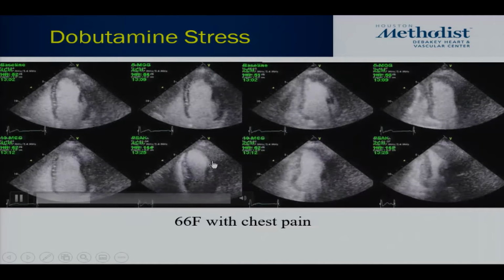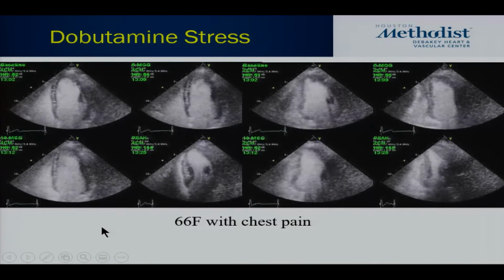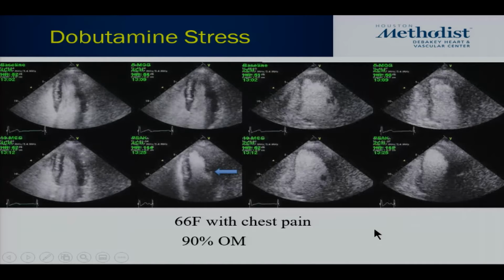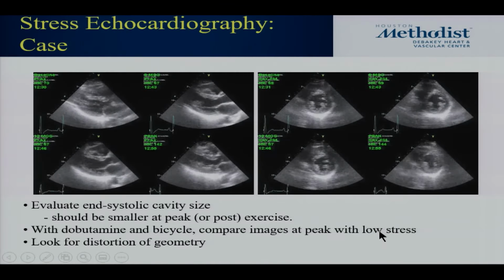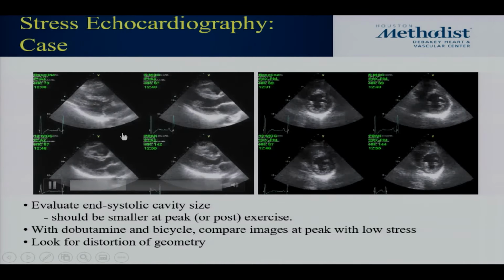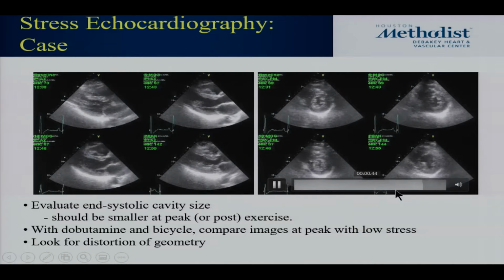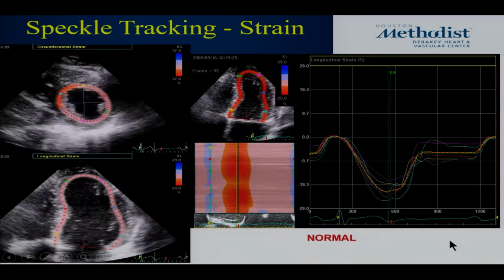This is an OM. This is very typical of an OM. Everything contracts nicely here, nicely there, but this area right here is lagging behind. Circs, if you look at overall sensitivity and specificity, LAD is number 1, RCA number 2, circ number 3, in terms of being able to pick up with stress echo. And this is another dobutamine with a small cavity. I'm going to bypass this one so that we move on.